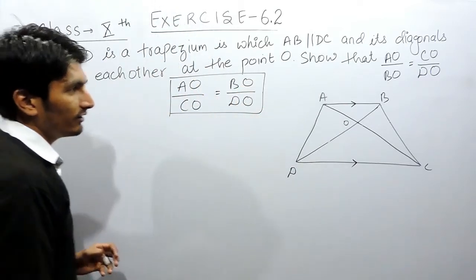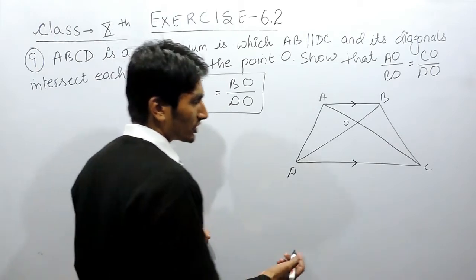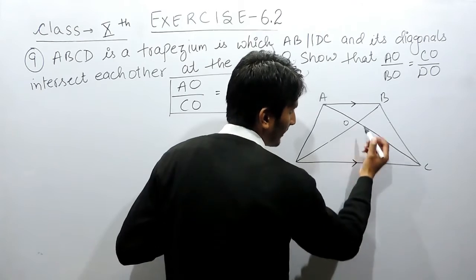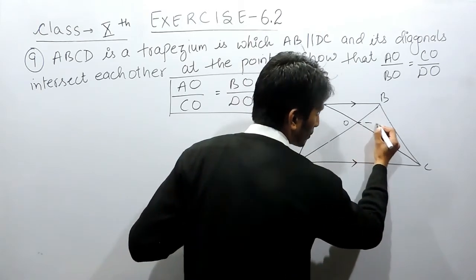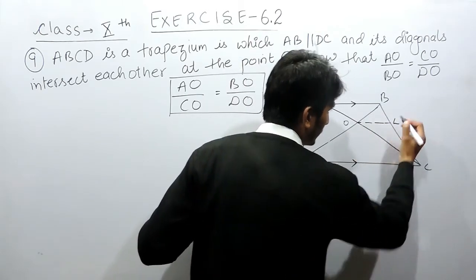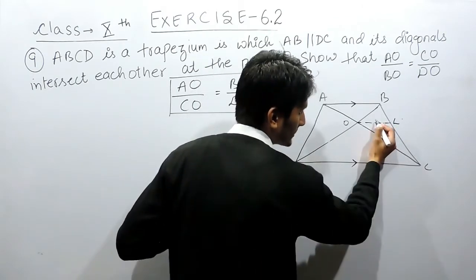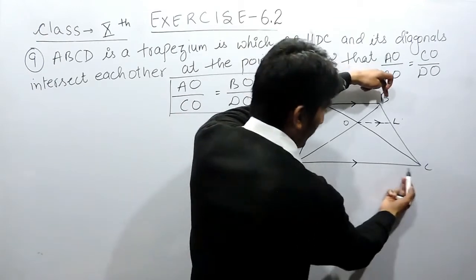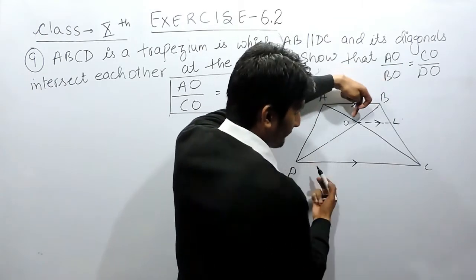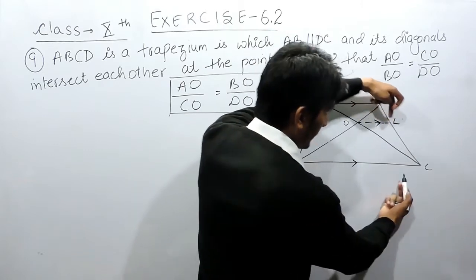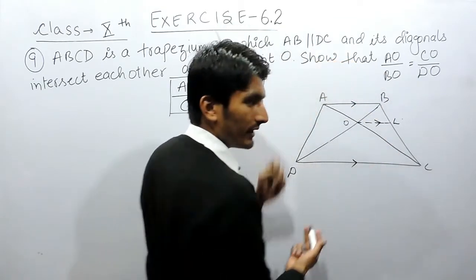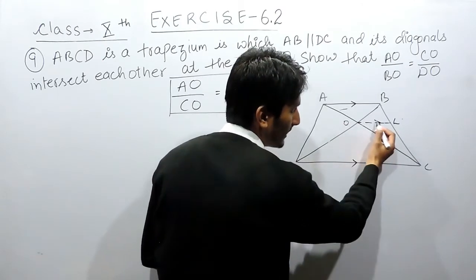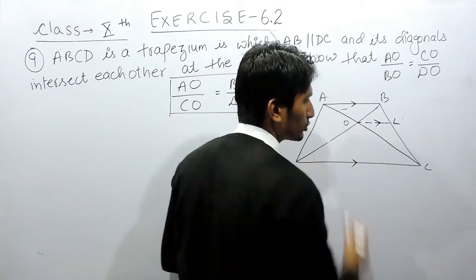To prove this, we have to do a construction here. We have to draw a parallel line to DC from this point O. So I draw a parallel line, say OL, which is parallel to DC, and AB is given parallel to DC, and I have drawn OL parallel to DC. So clearly all three lines must be parallel. This line is parallel to this line and this line is parallel to this line. So these two lines must also be parallel.